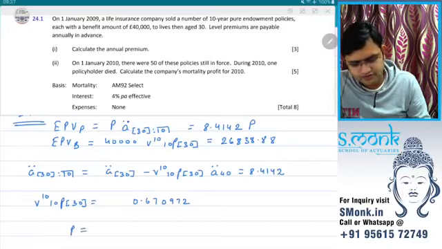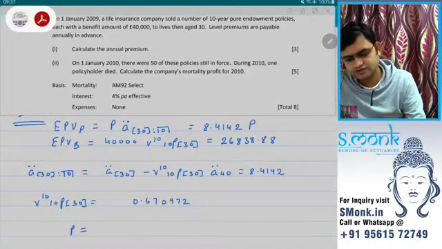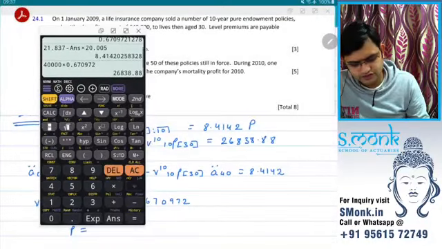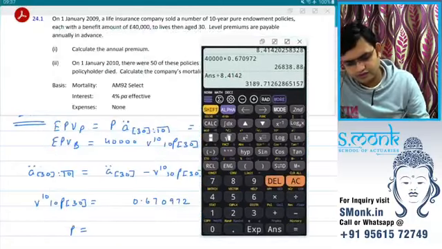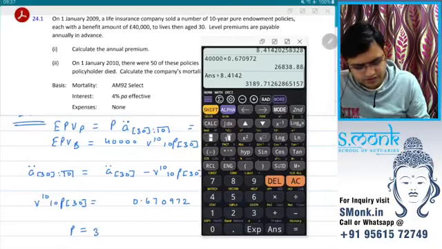So P will be how much? This much divided by 8.4142. So premium turns out to be 3189.71.